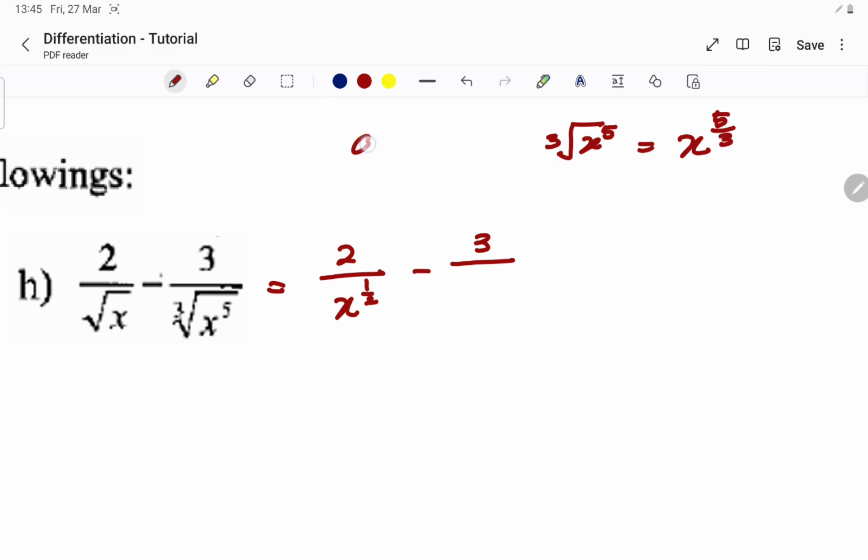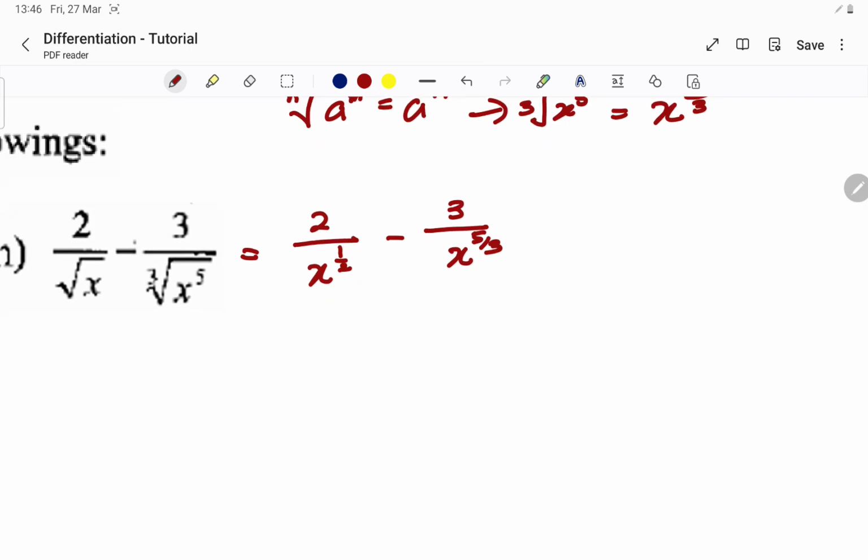Remember when we have a to the power of m, and we do the nth root, it becomes a to the power of m over n. So this is how you change the law for this one. So you will get x to the power of 5 over 3. Then here, because the x is in the fraction, you change to index, so multiply with x to the power of negative 1 over 2 minus 3x to the power of negative 5 over 3.